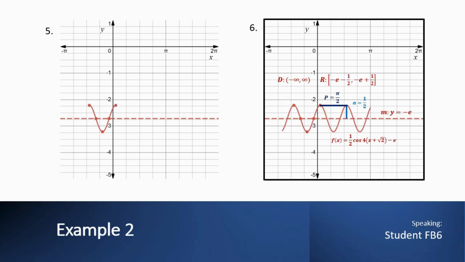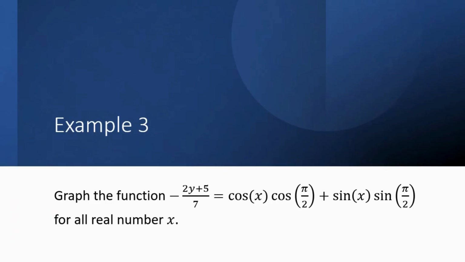So we draw the midline, we plot the points, we sketch a smooth curve, then expand according to the given interval, and then we label the graph. We do the same for the third example, except this one.